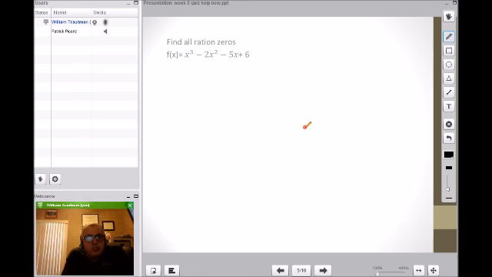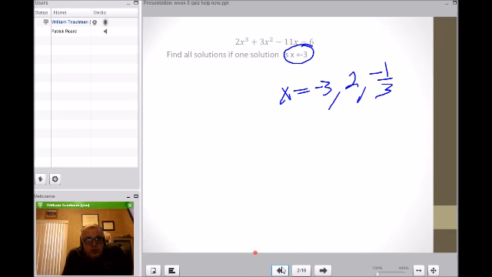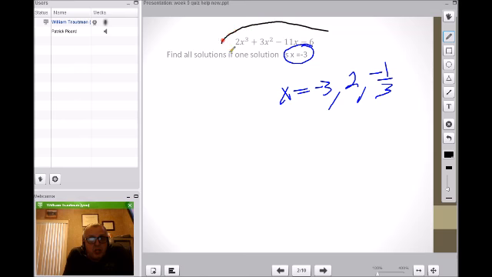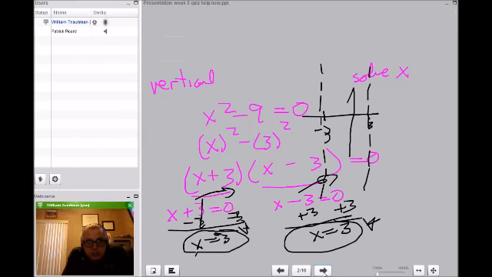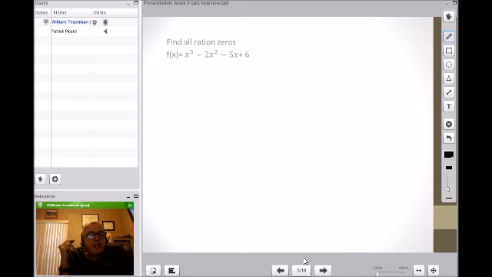Find all rational zeros. So this is really similar to what we just did on that first problem where we did long division. Let's go back. I just want to show you what it looks like. This one, we have this polynomial, and we have a solution, negative 3. Then we did long division. We ended up with whatever was left over, and then we factored that out to find two more solutions. So they want us to do the same thing with this problem, except they don't give us a solution. We don't have a solution.